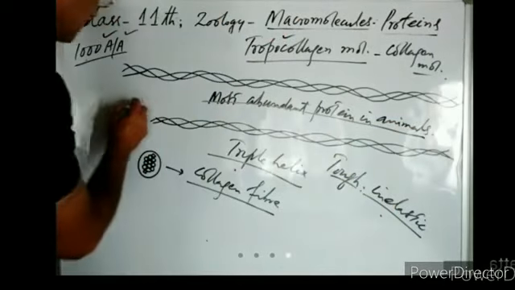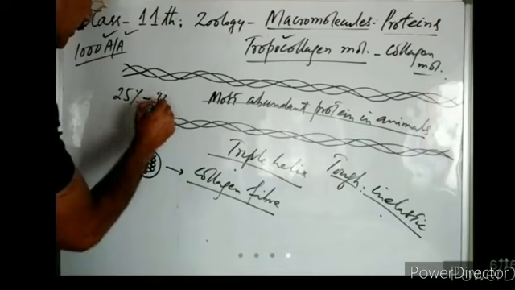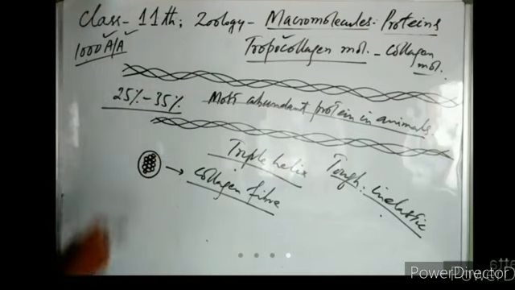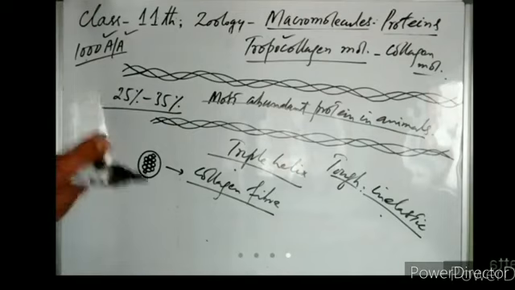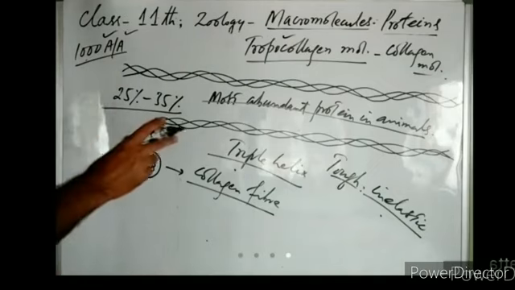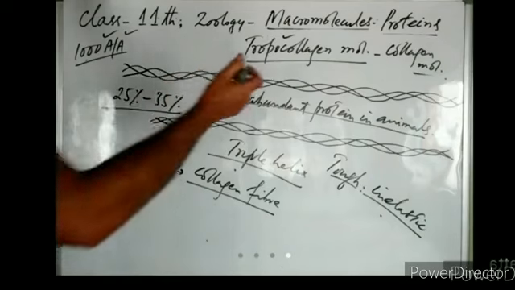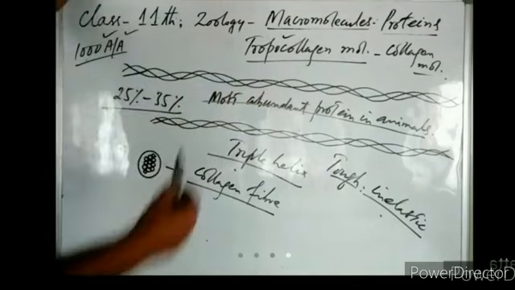This forms 25% to 35% of total protein content in an animal. Collagen protein is the most abundant protein in animals. It forms 25 to 35% of the total protein content of an animal, right? And this collagen protein is basically formed of tropocollagen molecules, and each tropocollagen molecule is a triple helix.